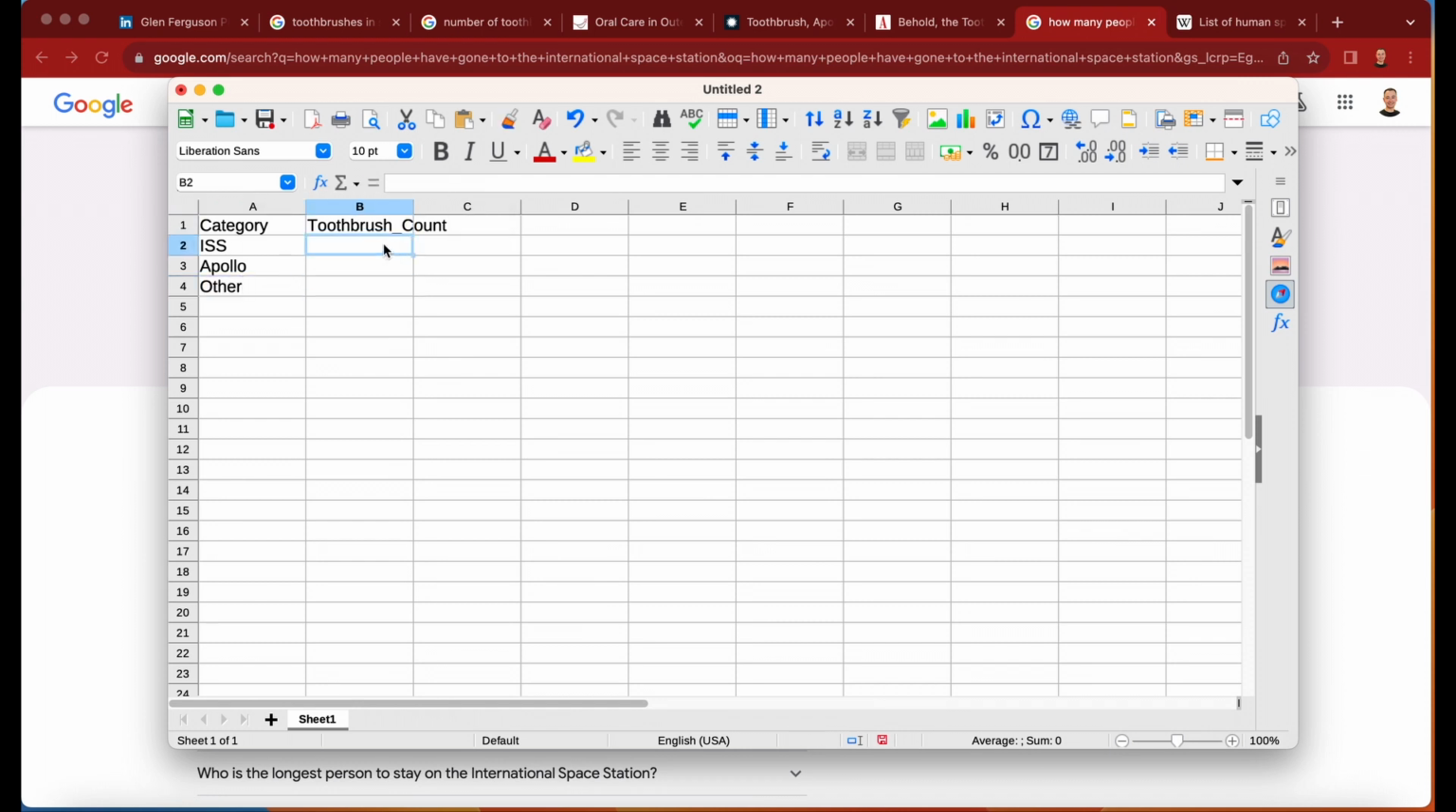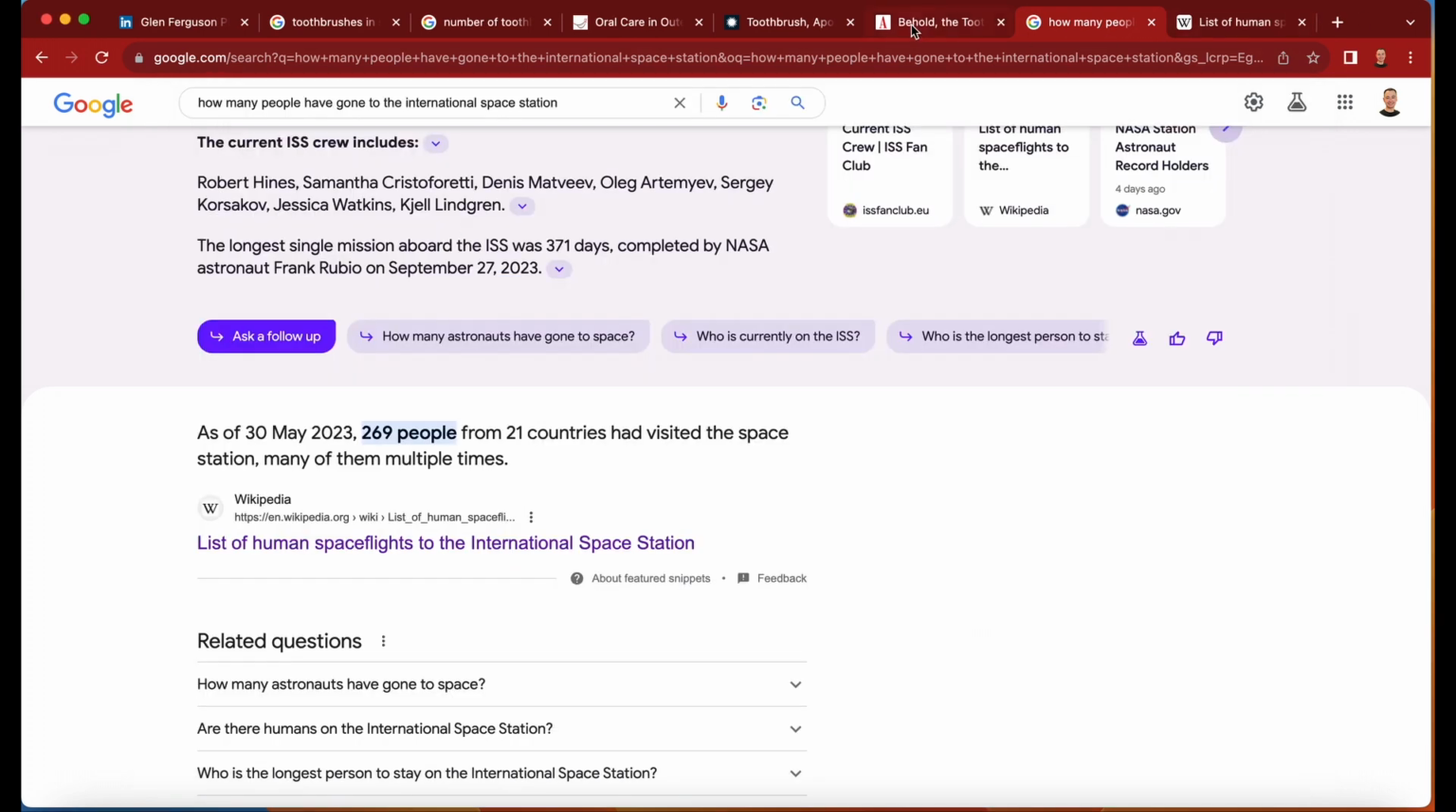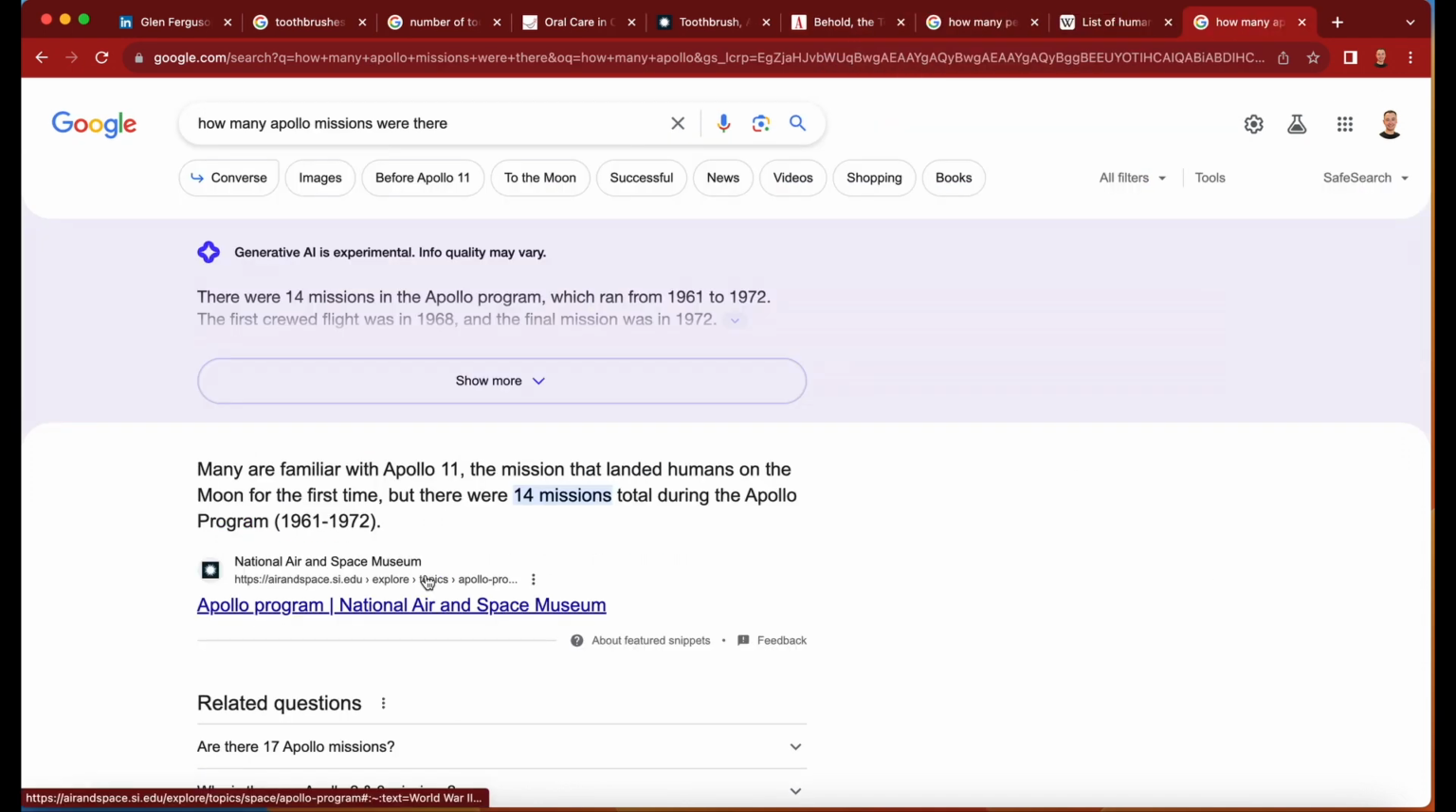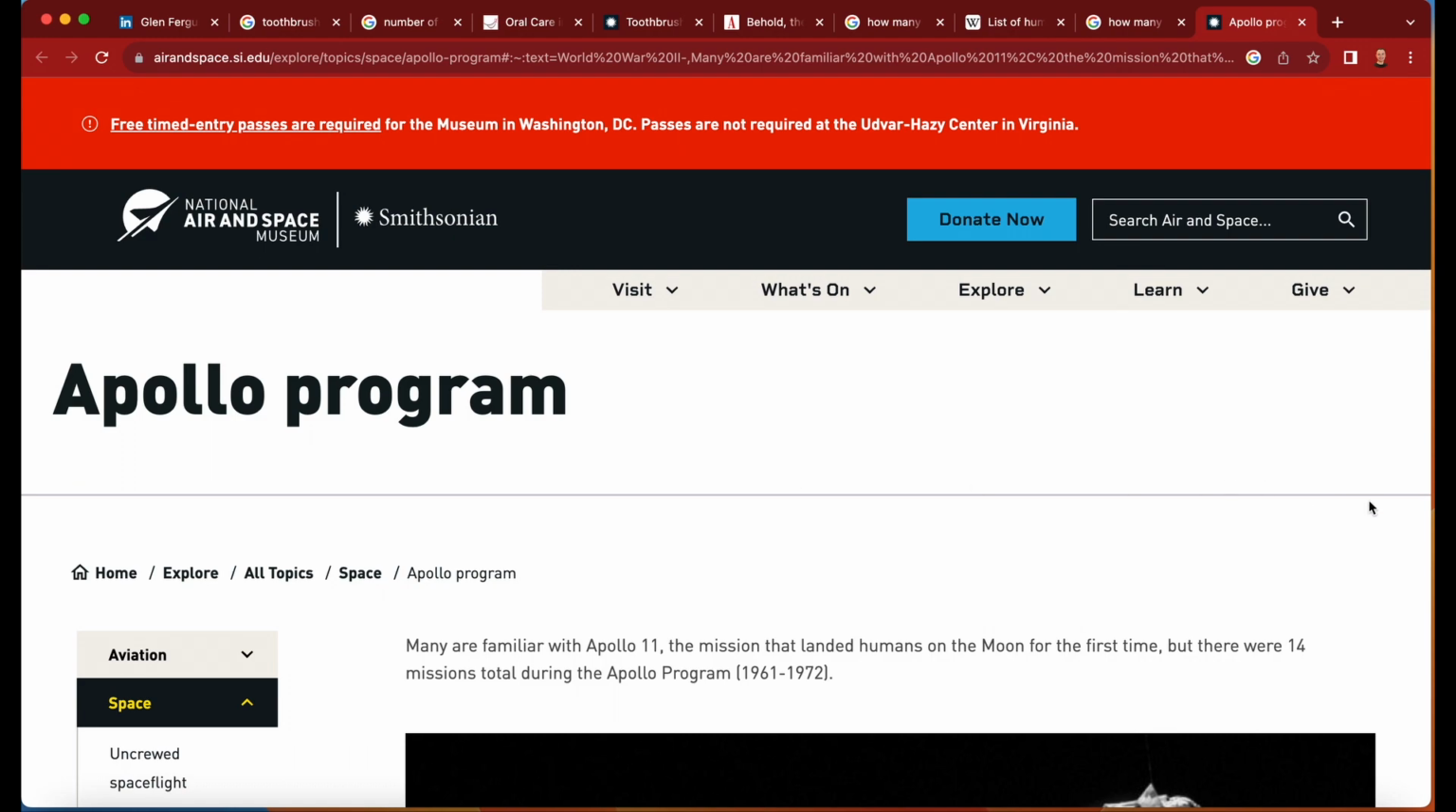This is going to be a calculated line. And this one here, toothbrush count, let's see, we're going to say crew members, total crew. So ISS, we have 269. Apollo, how many Apollo missions did we have? So we have 14 missions, but some of these were unmanned, so we need to double check this.